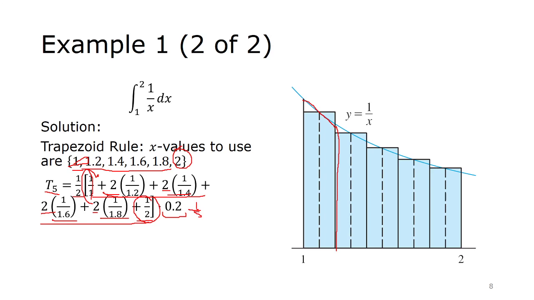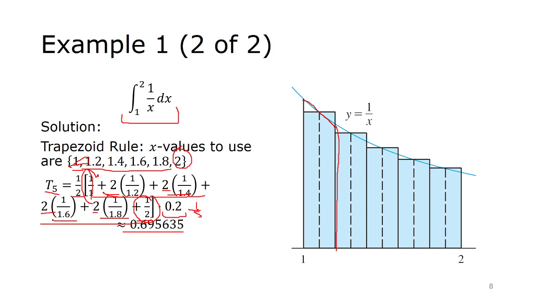Again, following that pattern 1, 2, 2, 2, 2, 1. In order to compute that, we just add up all those function values, then multiply by 1/2 and by 0.2. We get a very close amount, 0.695635.